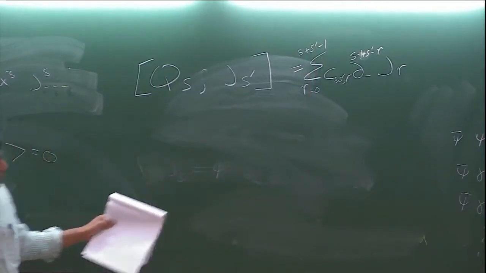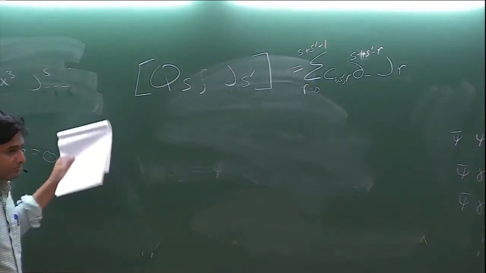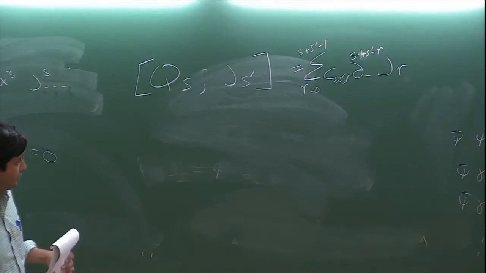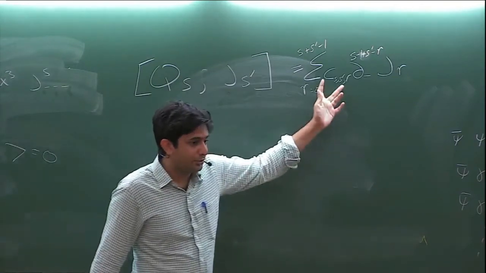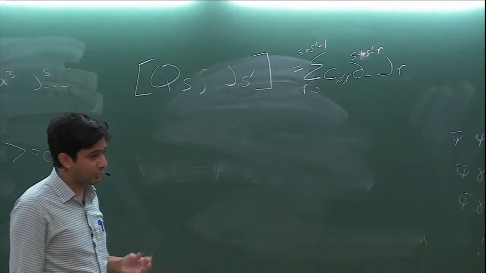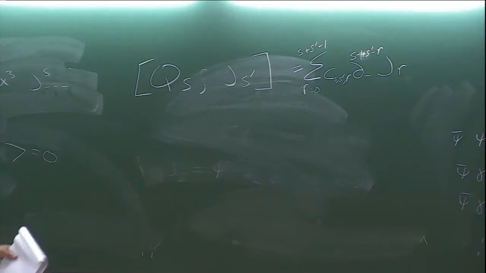The lower limit you think is 0, but by consistency we can show the lower limit is not 0. So at present these are unknown coefficients, and our strategy will be just to fix them only using requirements of consistency.